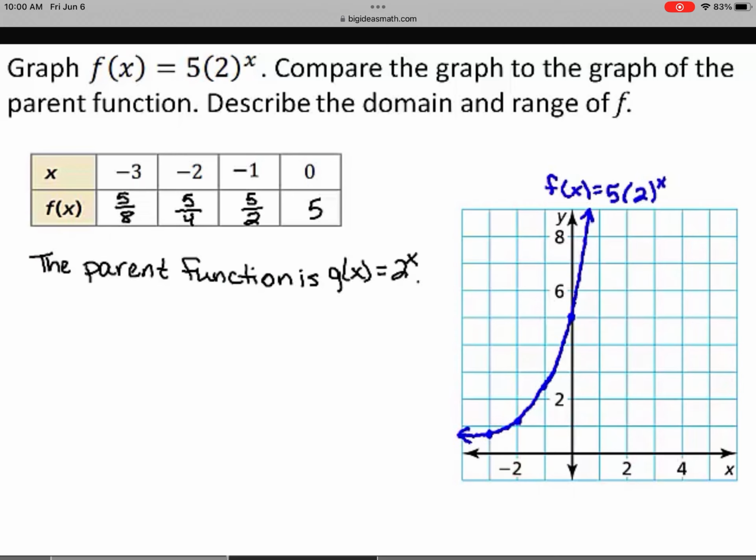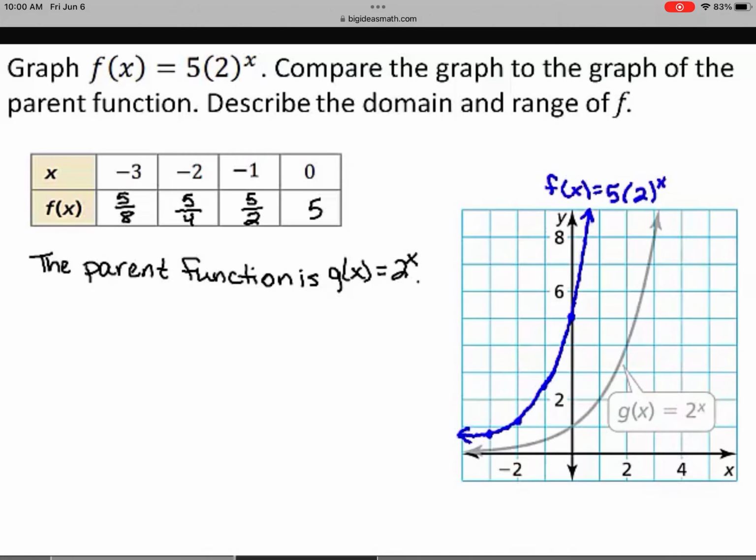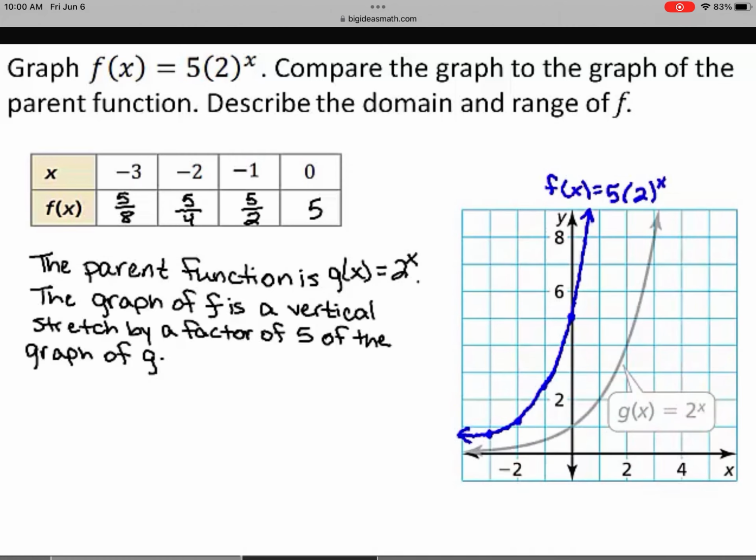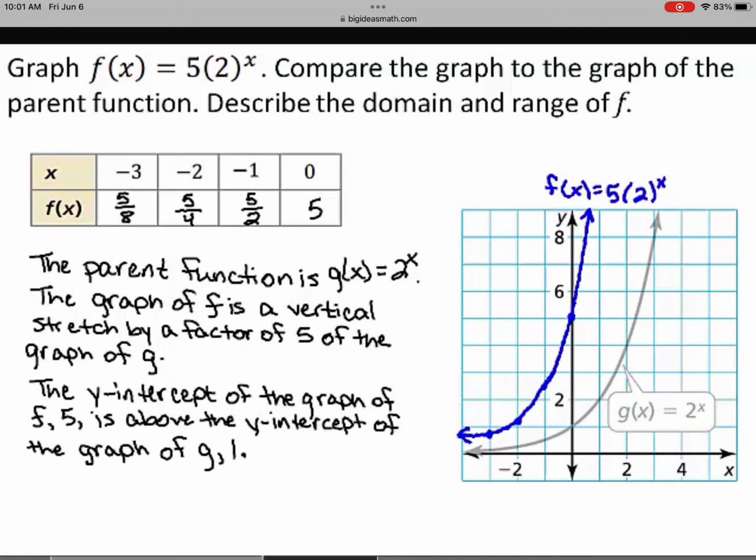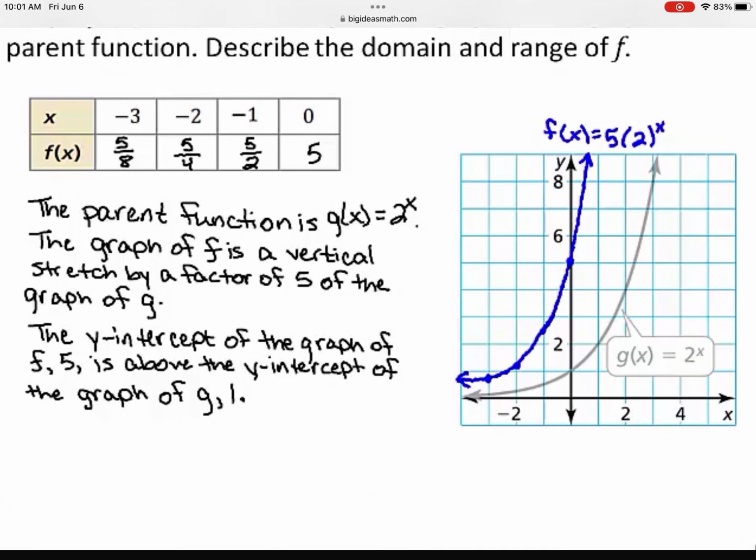The parent function is g(x) = 2^x. The graph of f is a vertical stretch by a factor of 5 of the graph of g. The y-intercept of the graph of f, 5, is above the y-intercept of the graph of g, 1.